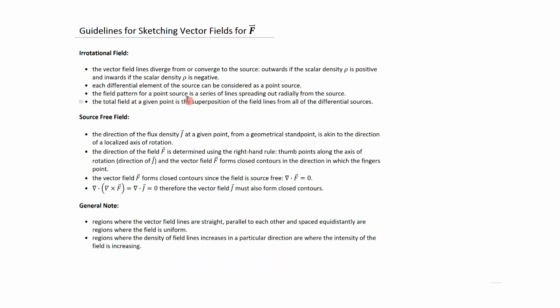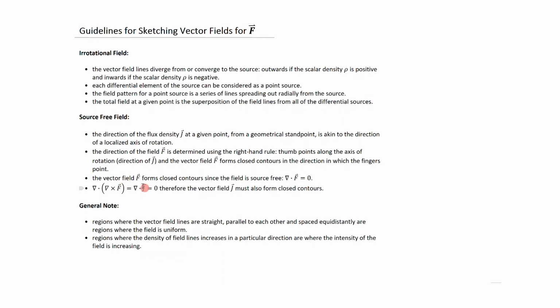Thirdly, the field pattern for a point source is a series of lines spreading out radially from the source. And fourthly, the total field at a given point, as we just stated, is the superposition of the field lines from all of the differential sources. For a source-free field, the direction of the flux density J at any given point, from a geometrical standpoint, is akin to the direction of a localized axis of rotation. Secondly, the direction of the field is determined using the right-hand rule, which means that the thumb points along the axis of rotation, which is the direction J, and the vector field F forms closed contours in the direction in which the fingers of the right hand point.